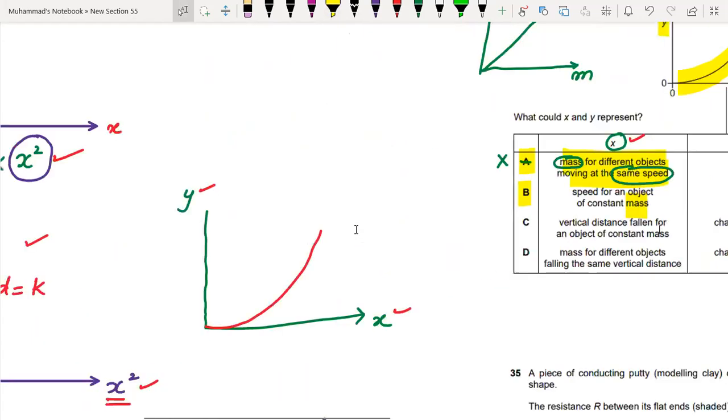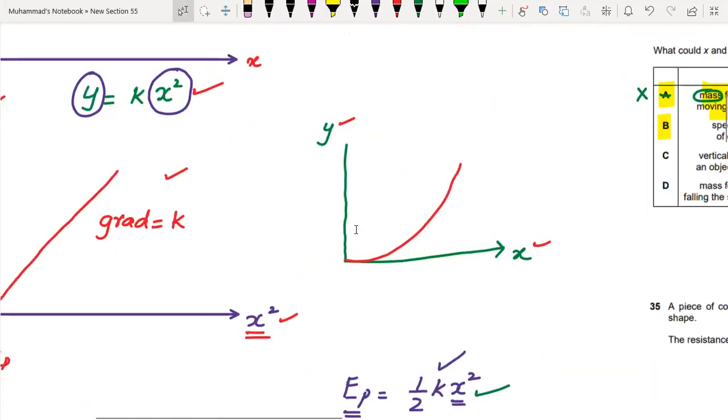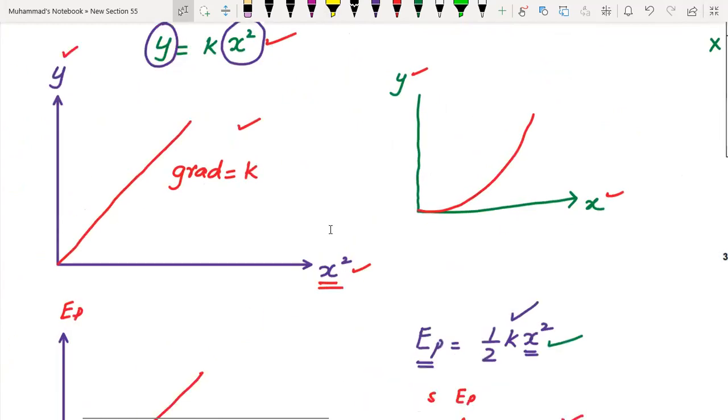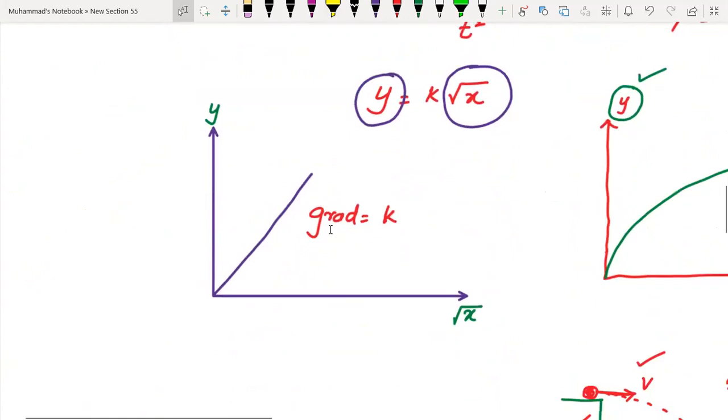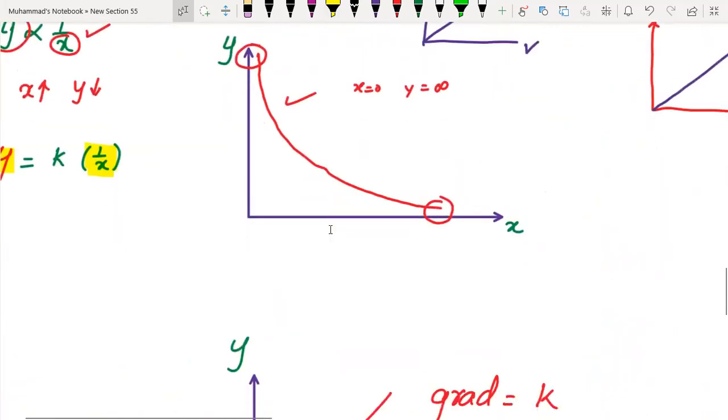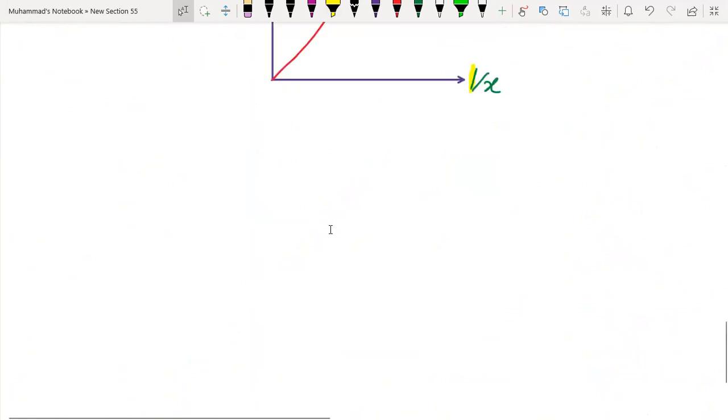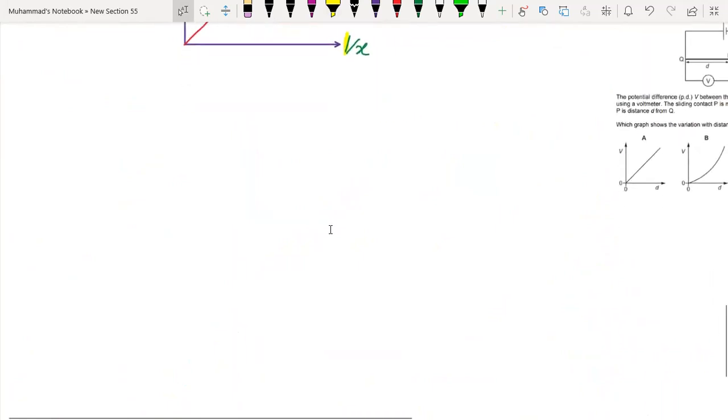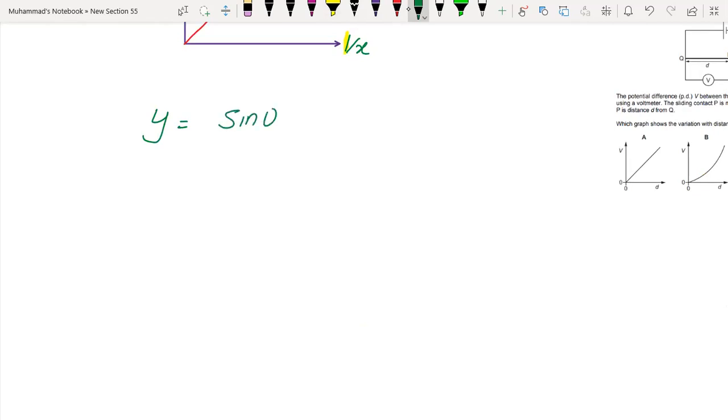So let's do another situation. We have discussed different types of graphs, and now I will put in more examples. So let's say you have this type of relation, y is equal to sine theta, and on the x-axis you have theta, and let me draw shapes over here.